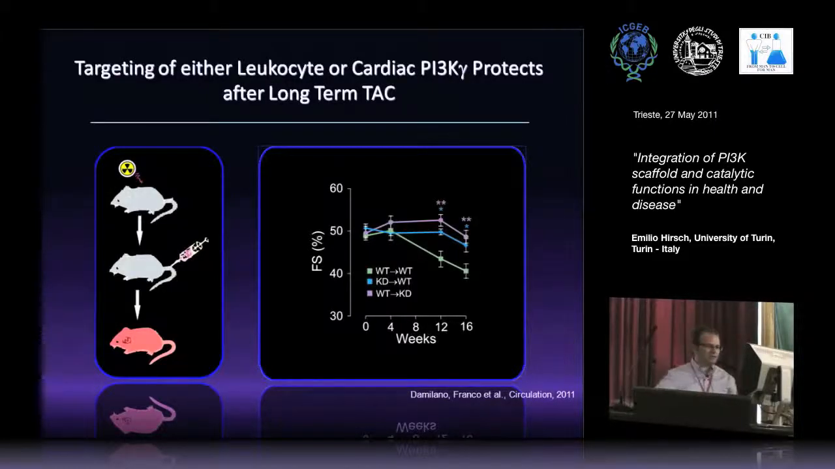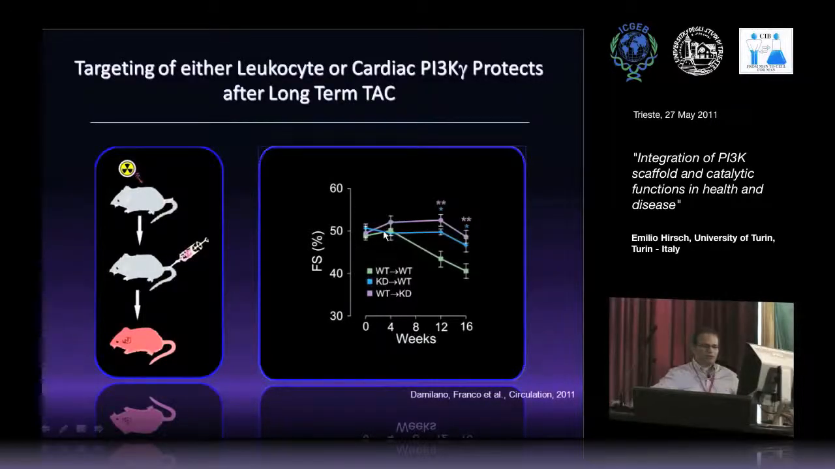So basically, we ended up with 3 groups: a control group where wild-type hearts were in the presence of wild-type leukocytes, but also we obtained all the other potential mixtures. So we had mice with mutant leukocytes and wild-type hearts, and mice with wild-type leukocytes and mutant hearts.